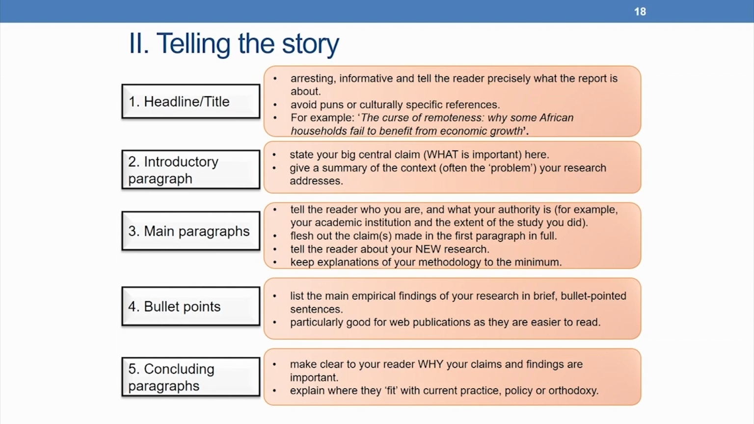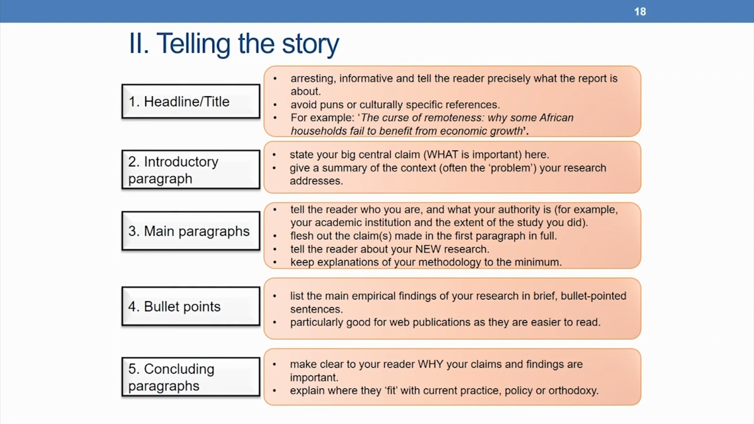Second is the introductory paragraph. This is a very important section of your communication, where you are stating your big central claim. What is important? What is it that you are trying to study? What is it that you are trying to communicate or you have researched on? So, you give a summary of the context, often the problem your research addresses. The main paragraph should contain the following: you tell the reader who you are and what your authority is. For example, your academic institution and the extent of the study you did. You flesh out the claims made in the first paragraph in full.